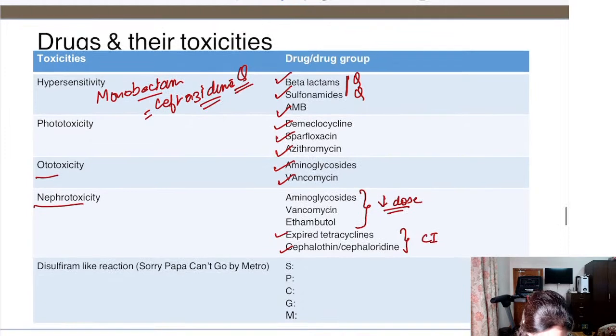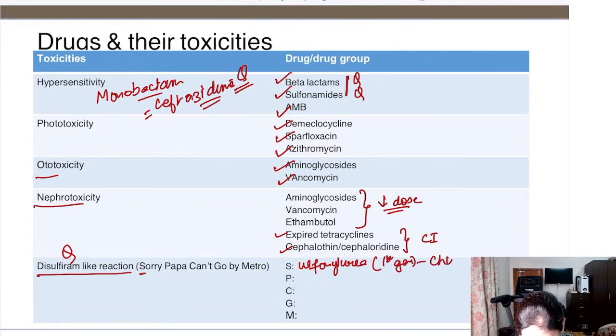Then drugs showing disulfiram-like reaction. So anywhere, this is actually very important, disulfiram-like reaction. So there is a mnemonic, sorry papa can't go by metro. Sorry papa can't go by metro. So the S in sorry papa stands for sulfonylurea. So this is not an antimicrobial, but just by the way, sulfonylureas, the first generation. Remember chlorpropamide, we don't use it.